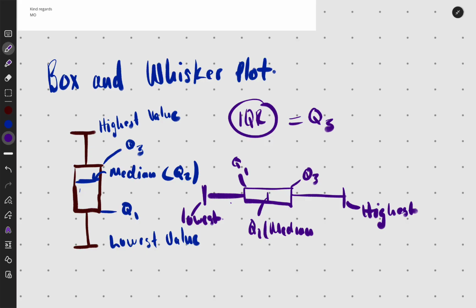Now, what you must know is this. This is just the general box and whisker plot, but there is what we call the adjusted box and whisker, which is the one they expect you to know, which is a box and whisker which shows outliers.